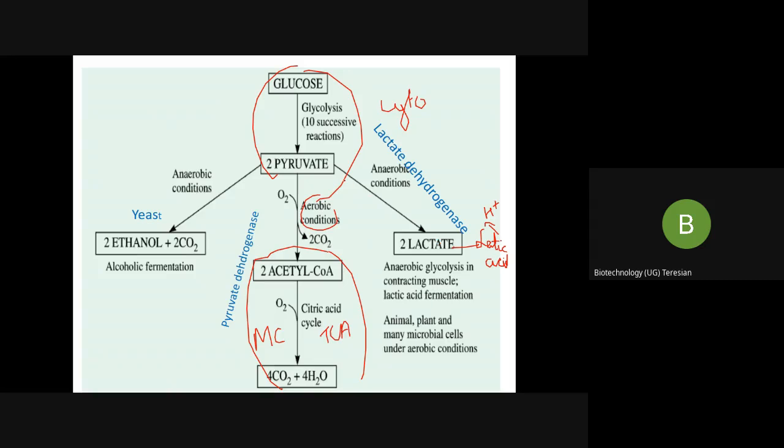So the conversion of pyruvate to lactate occurs by the enzyme lactate dehydrogenase, and it occurs under anaerobic condition, that is in the absence of oxygen. And this is a reversible reaction. Whereas when pyruvate converts to acetyl-CoA, it is an irreversible reaction. This cannot go back into pyruvate. We shall see the others here. You can look here.